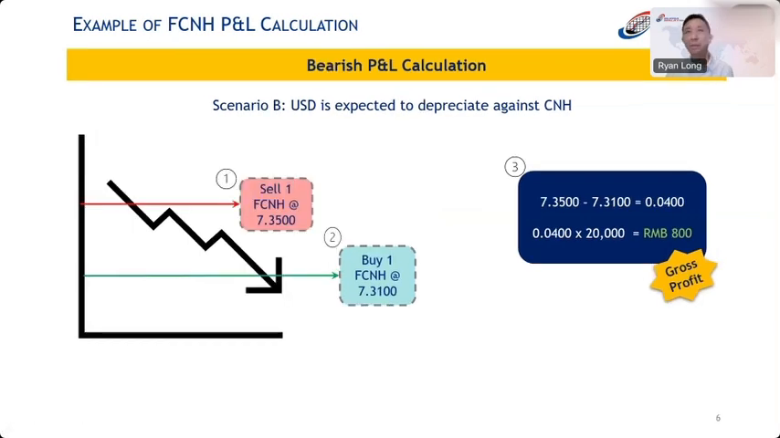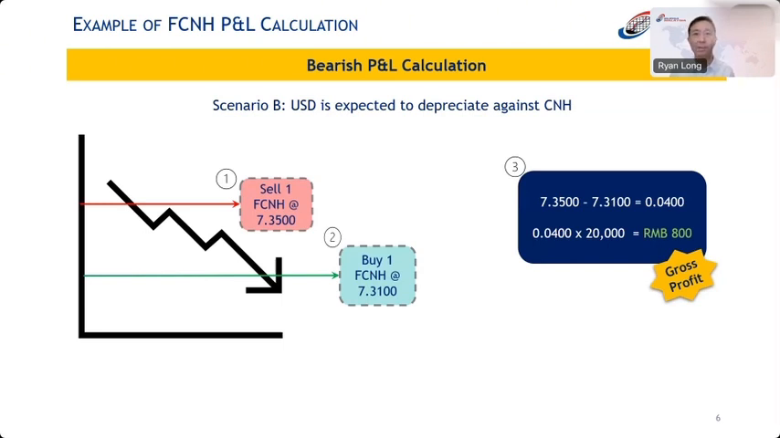The next example is a bearish scenario. You sell at a higher price and you buy back at a lower price. In the example, the price is 7.35, you sell at that price, you buy back at 7.31. Again, there's a 400 pips difference there. What you do is multiply the 400 by 2 renminbi. That would be your P&L.